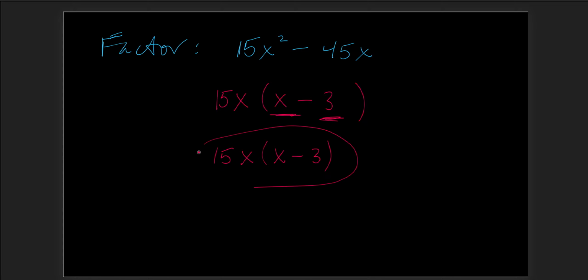And what you're always doing is multiplying this back, 15x times each term inside the parentheses, using the distributive property to make sure it matches the original problem. You think through it and you're always multiplying it back, and then at the end you multiply it back again just to check. And that's how to factor.